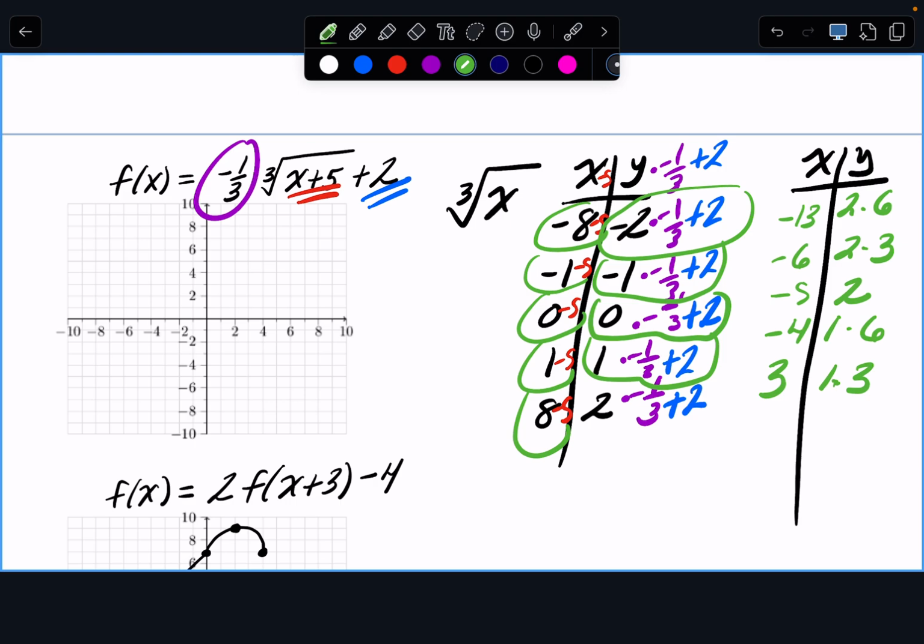Let's try again. -13 up 1, 2.6. -6 up 1, 2.3-ish. That's hard to graph, that difference there. -5 down 2, is that what it is? Oh, no, it's -5 up 2. -4, I don't really know what's wrong with me today. Over 3 up 1.3. So does it still look like a snake? I'll ask again. Yeah. I had graphed my other ones wrong. I had graphed them negative for whatever reason. My brain did that.